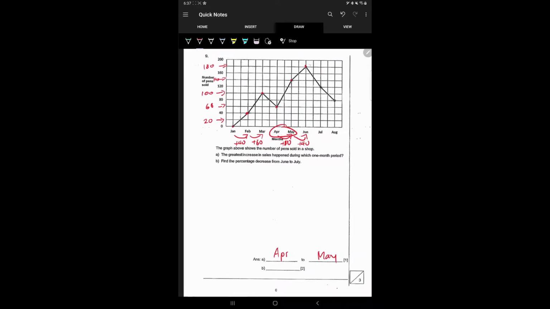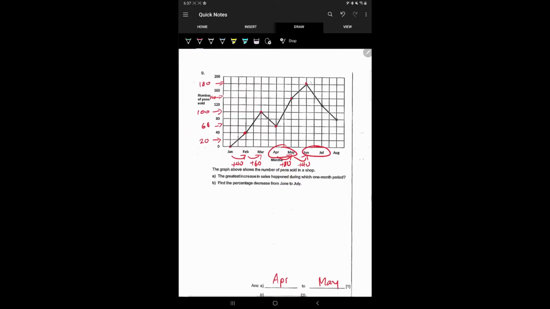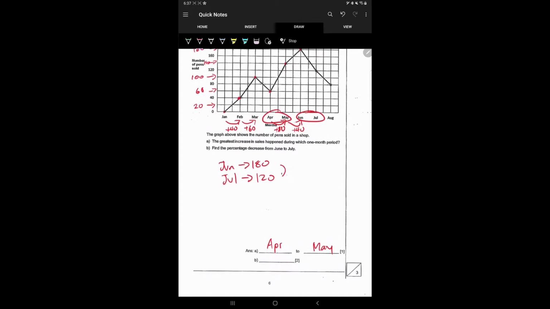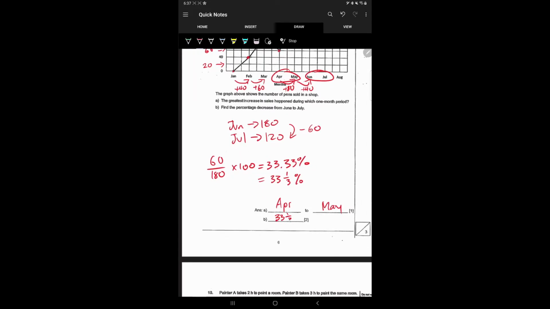Then second part, they tell you to find the percentage decrease from June to July, which is this portion right here. So from June is 180, July is 120, so it's a decrease of 60. So to solve the percentage decrease, you take 60 divided by 180 times 100, get about a 33.33%, or 33 1/3, which is also your answer.